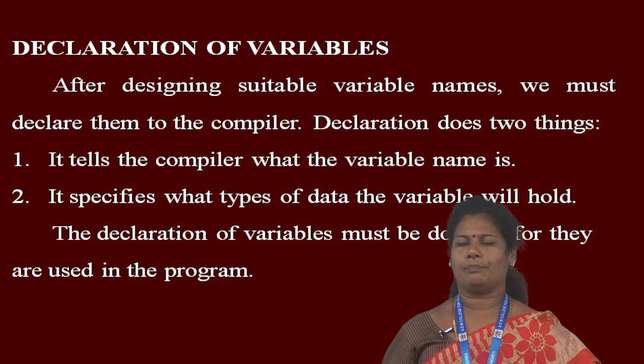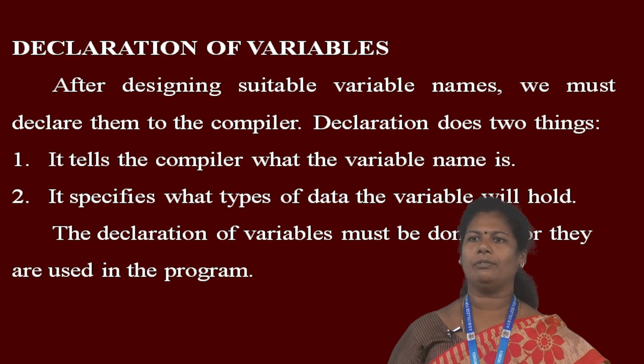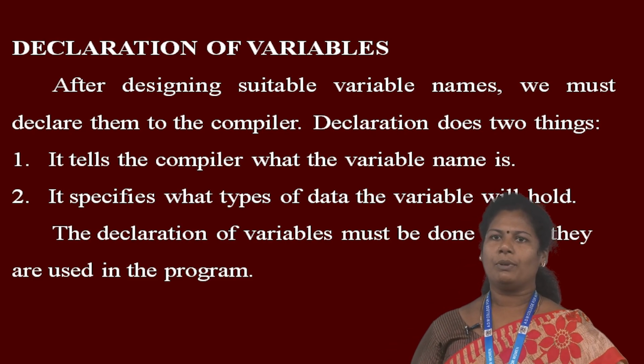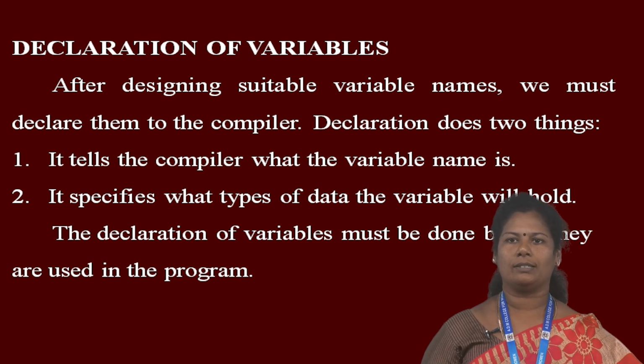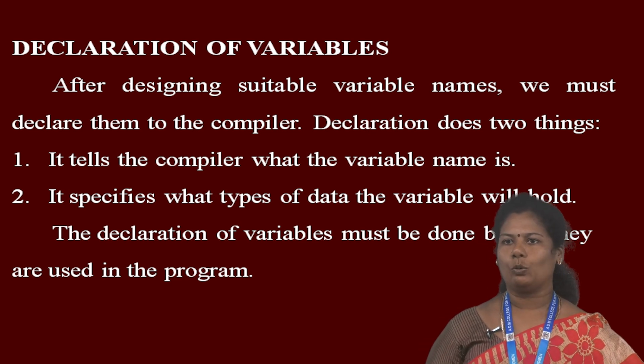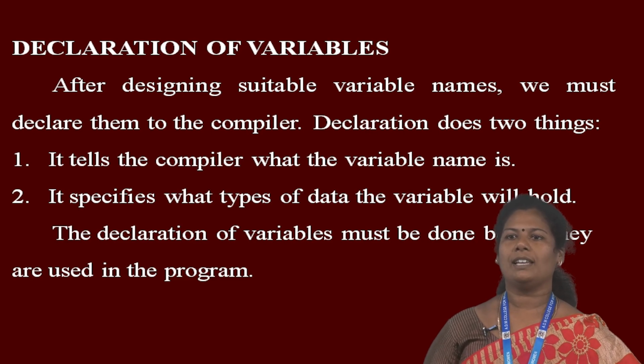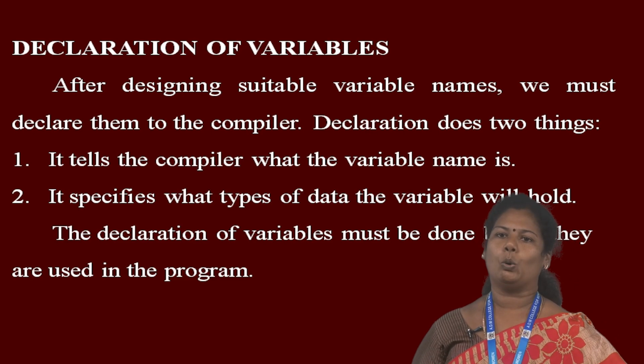Declaration of variables. After designing suitable variable names, we must declare them to the compiler. Declaration does 2 things. It tells the compiler what the variable name is. It specifies what type of data the variable will hold.